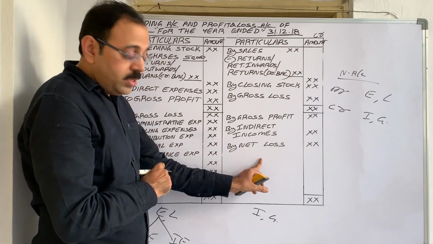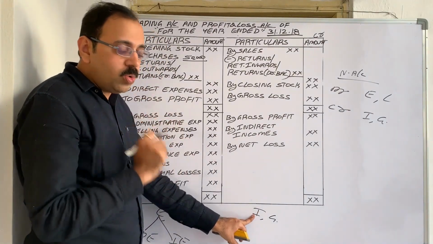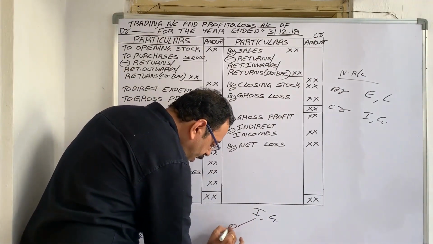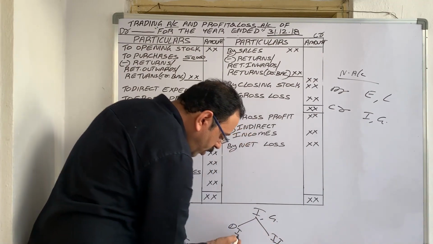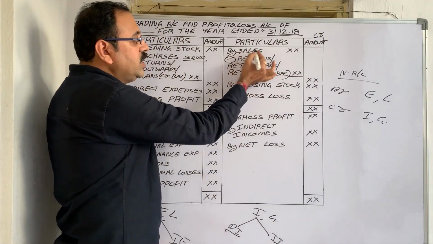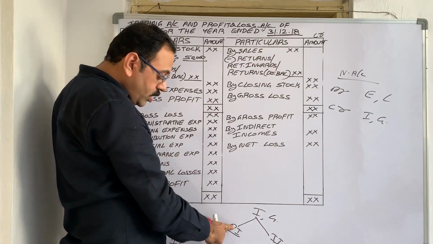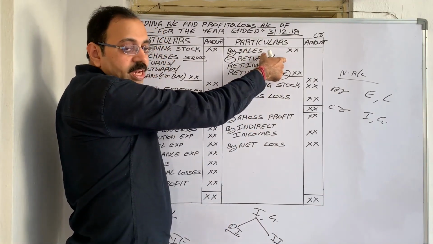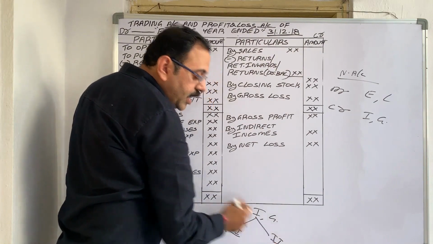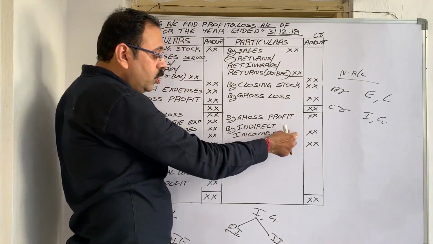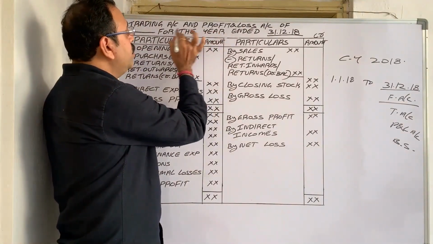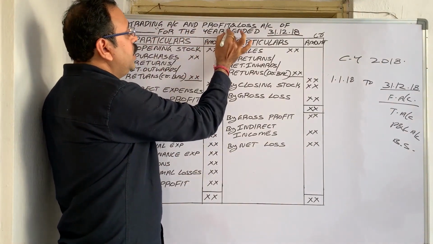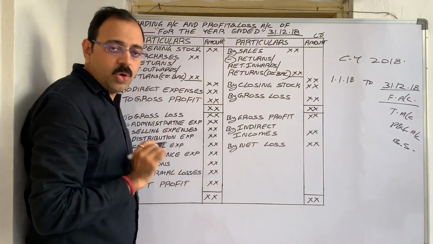Then come to credit. Incomes are also of two types: direct income and indirect income. Direct income is only one, sales. We record that on the trading account credit side, and indirect incomes we credit to the P&L account. And why he has given "for the year ended", you should know.